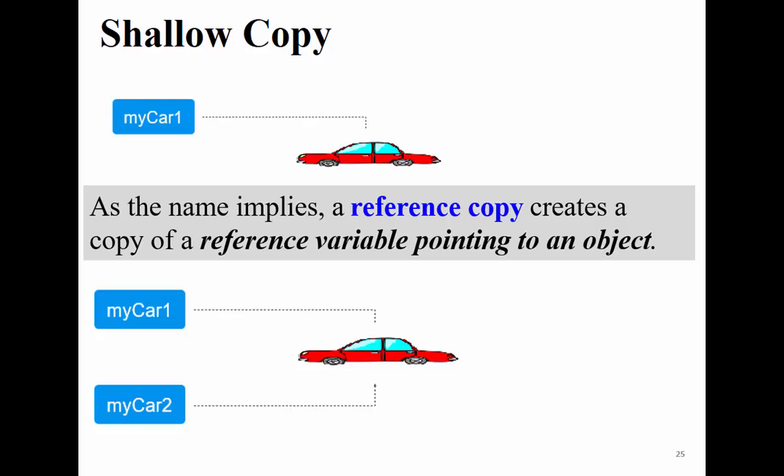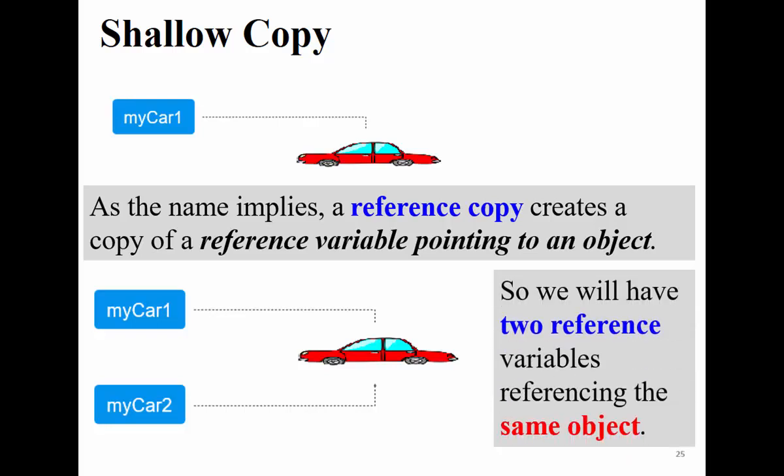The object is Car, it is in memory, and myCar1 is pointing to that car. When we have a shallow copy, we just copy the value of the address. We're not copying the object. The object is the same. So we now have two reference variables referring to the same object. This is what we call a shallow copy.